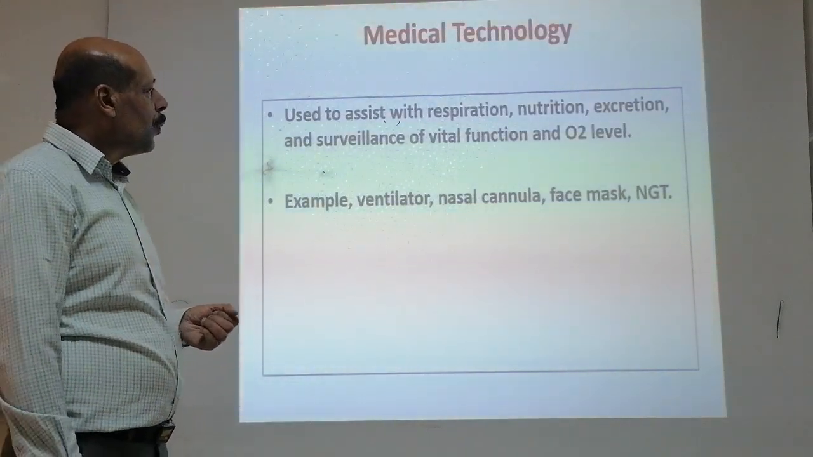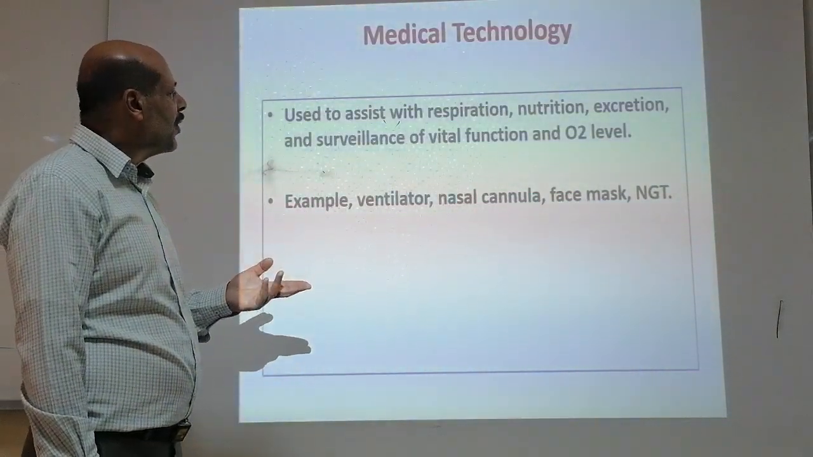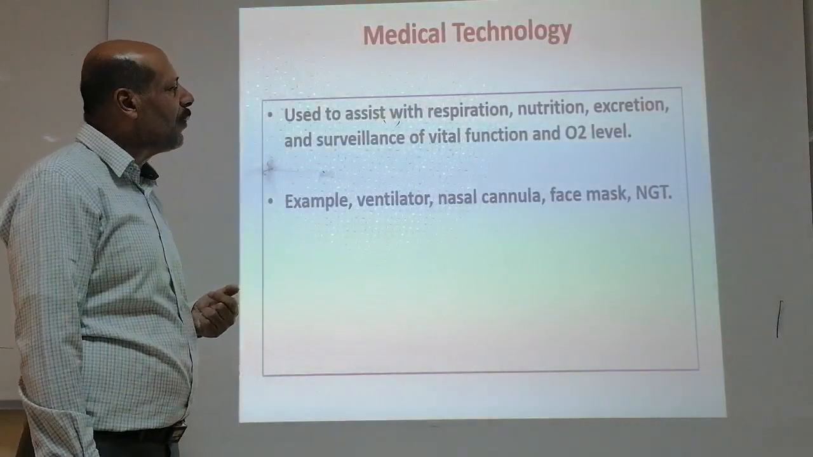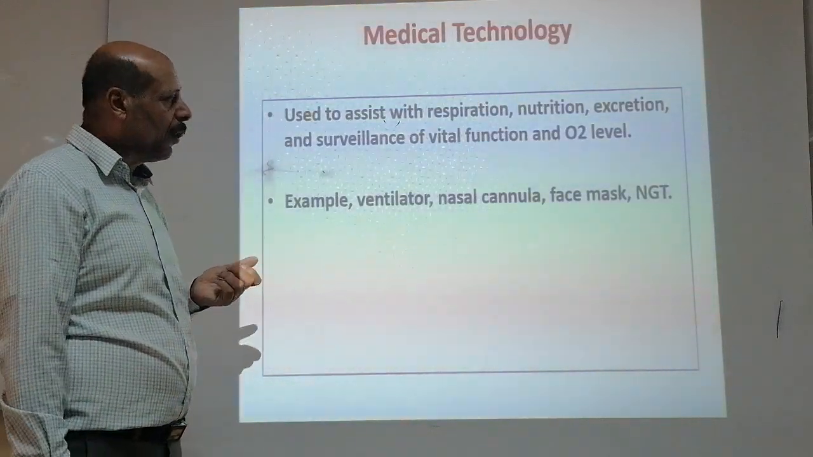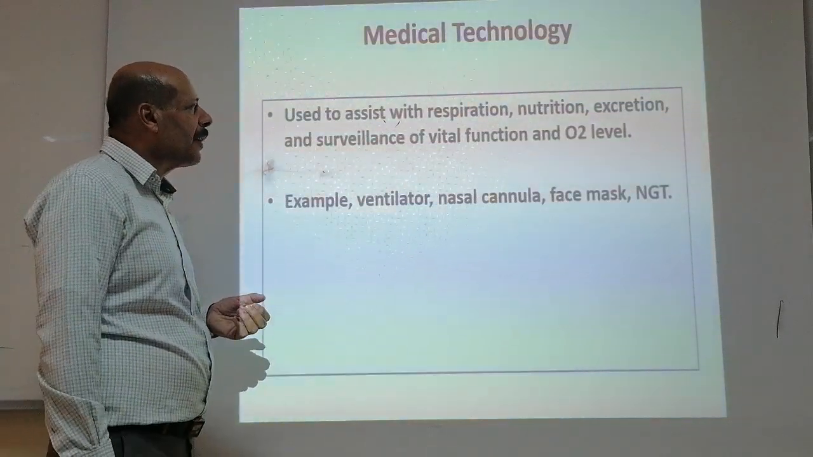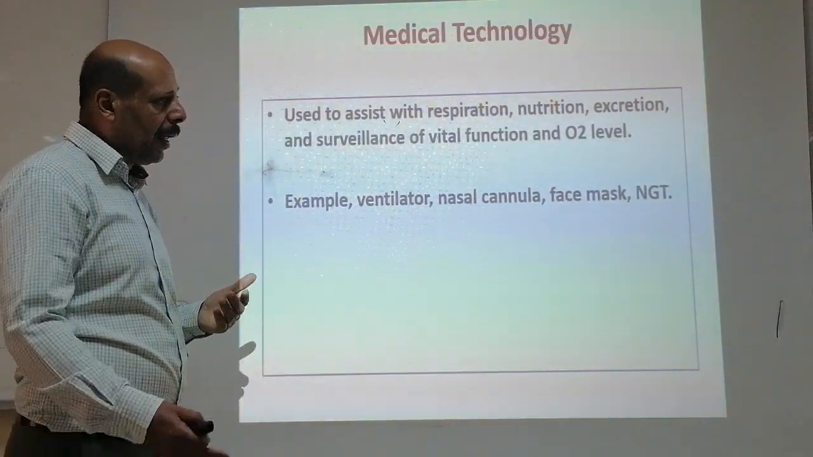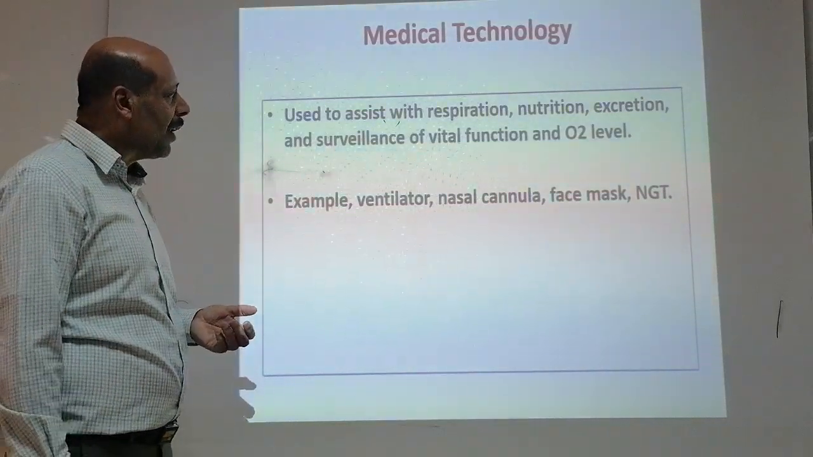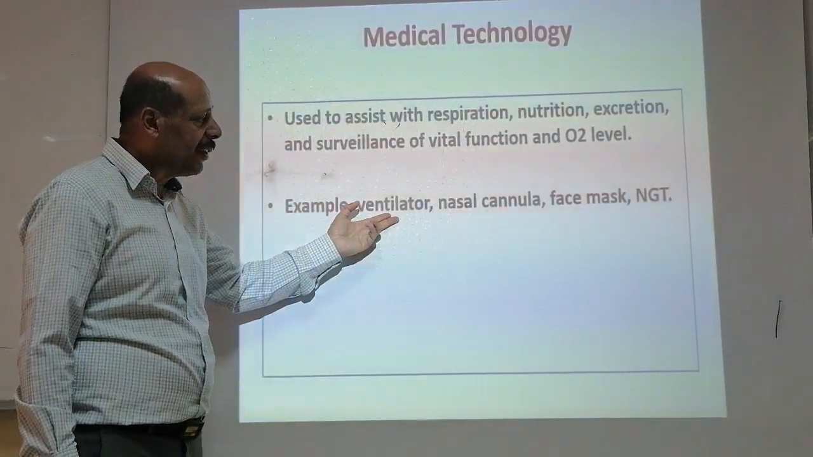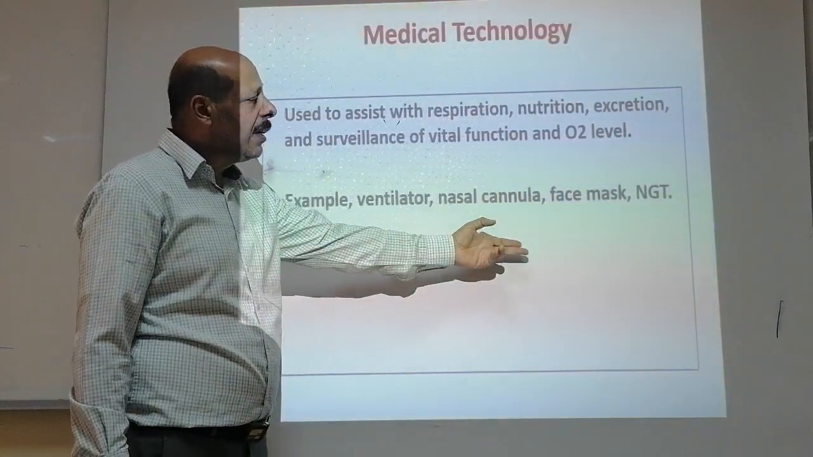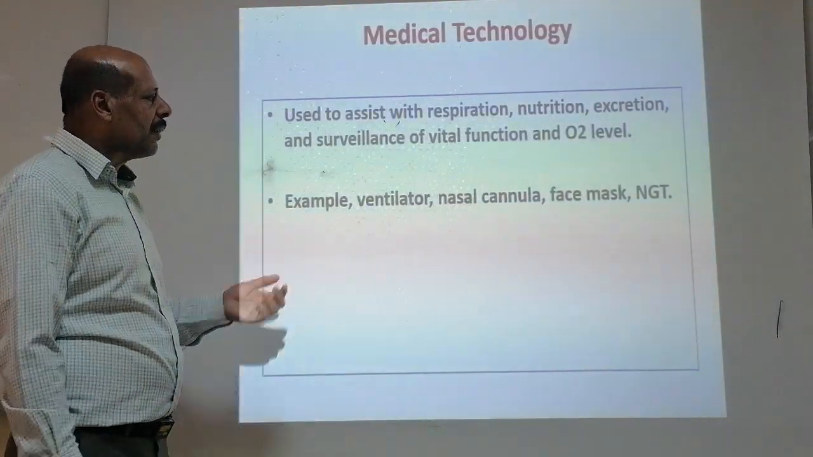Medical technology is used to assist with respiration, nutrition, exertion, and surveillance of vital functions and O2 level of those persons. So they might need assistance with respiratory function for breathing, like oxygen, to get enough oxygen supply, and to take their nutrition in a proper way. For example, they might need ventilators, a nasal cannula, a facial mask, or nasogastric tube feeding that has to be provided for them.